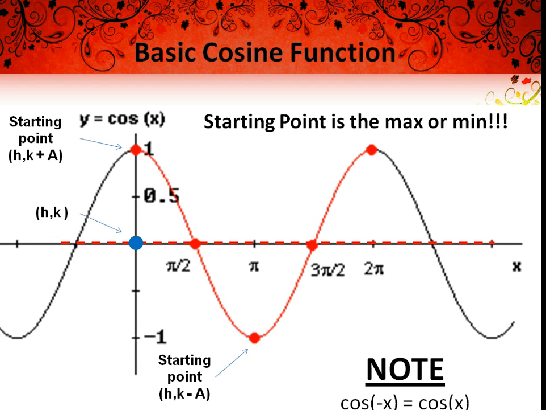And this is all to say that this point on the halfway line represents your h and k. So h and k is always on the halfway line, but in this case, it's not your starting point. That's the important thing here. That's what makes cosine a little bit trickier. Your h and k is not your starting point. Your h and k is on the halfway line. Your starting point is either h, k plus a or h, k minus a.